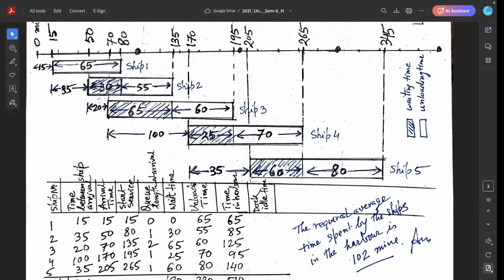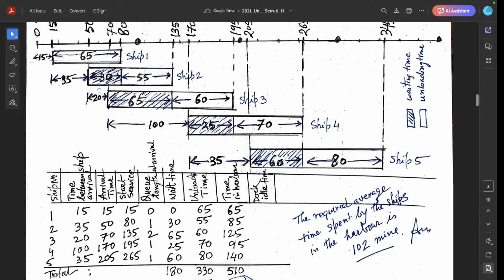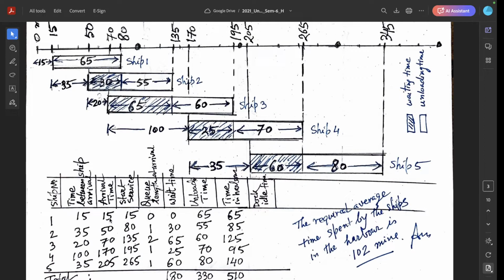And we construct this table: ship 1, ship 2, and the time between ships' arrival. For the first ship it is 15 minutes, and this is the first row. Then the arrival times are 15, 50, 70, 170, 205. Actually, 15 plus 35 is 50, 50 plus 20 is 70, 70 plus 100 is 170, and 170 plus 35 is 205.